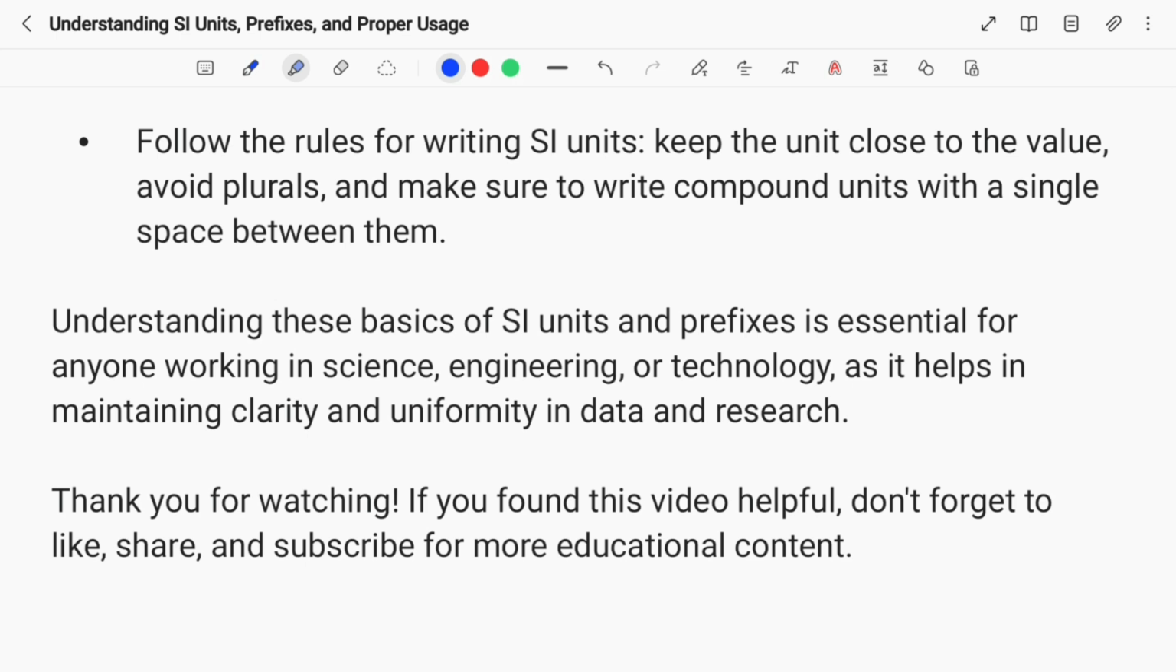Understanding these basics of SI units and prefixes is essential for anyone working in science, engineering, or technology, as it helps in maintaining clarity and uniformity in data and research.